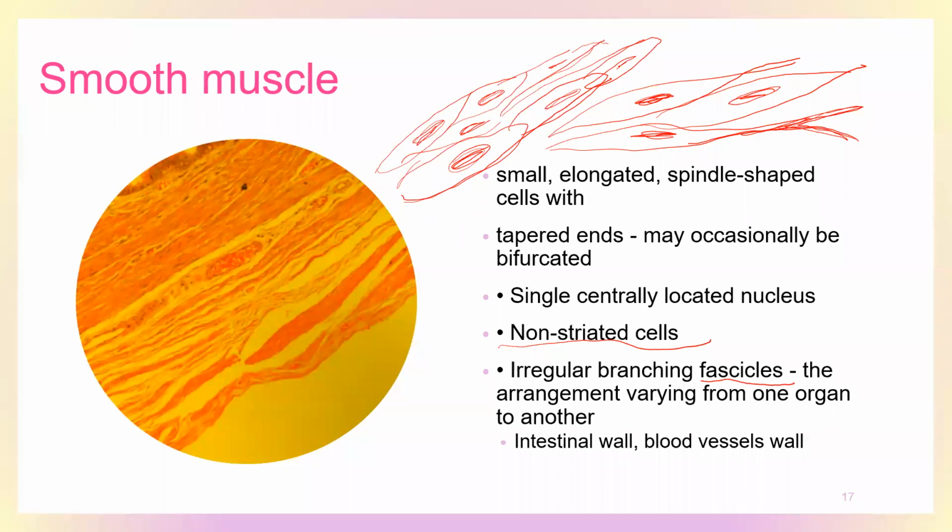Okay, right? So these smooth muscles can be seen, as I said, in the intestinal wall and in different blood vessels, right? Lymphatics, blood vessels, all those places you can see the smooth muscles, right? So you will learn about the muscles in the lecture next week. Okay.